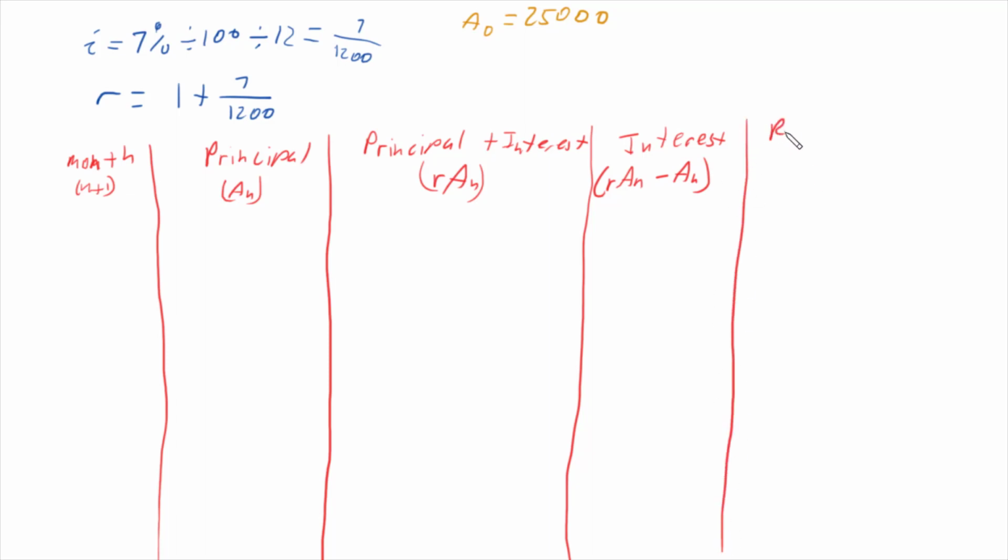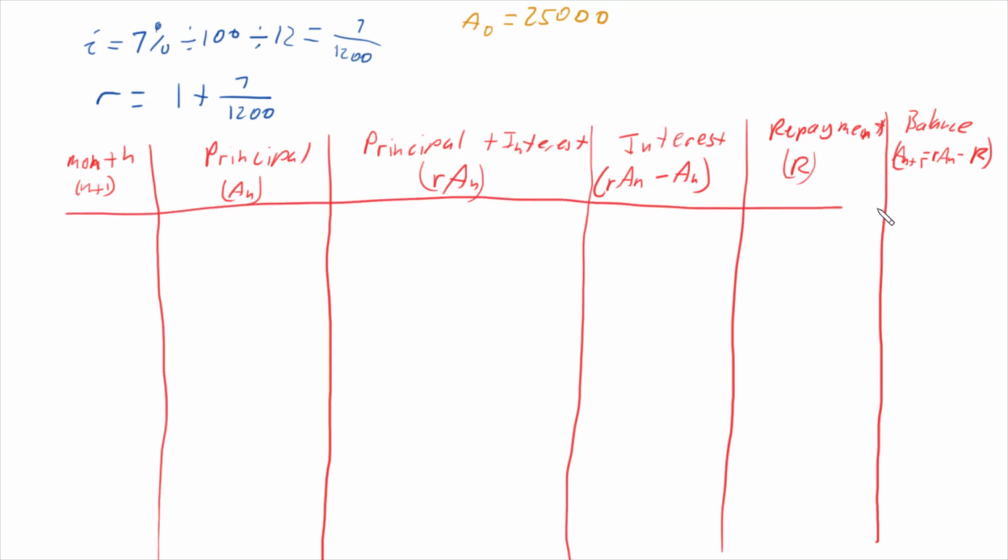We then write out what the repayment for that month was, which is R. And then lastly, we have our final balance for that period, which is the whole rule: A(N+1) = RA(N) - R. So we're going to fill out this table for month 1, 2, 3, 4, and 5.